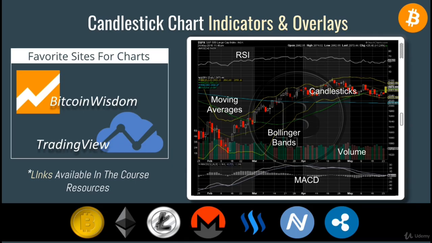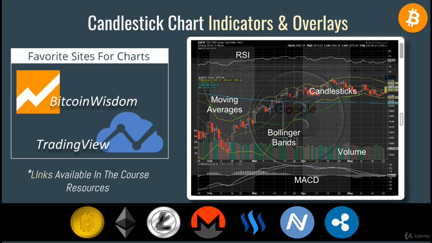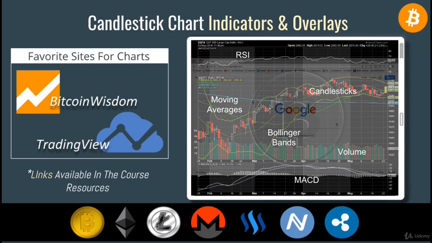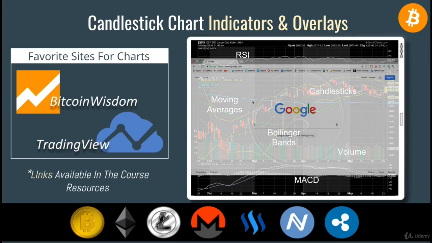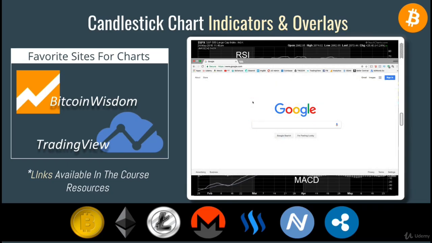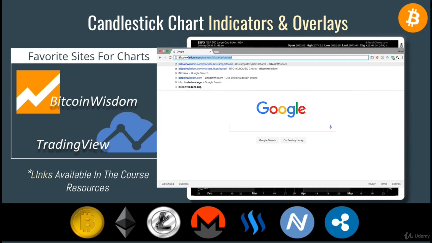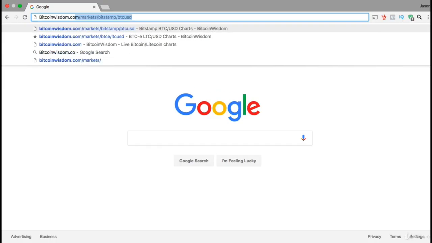Indicators and overlays are great tools to use when analyzing stock or cryptocurrency patterns and developing trading strategies. They can be helpful to determine a good time to either buy or sell a cryptocurrency or stock. The more indicators and overlays you become familiar with, the better you will become at reducing risk in trading and determining market turns and reversals. So let's take a look at how to add indicators and overlays to your cryptocurrency candlestick charts on Bitcoin Wisdom and TradingView.